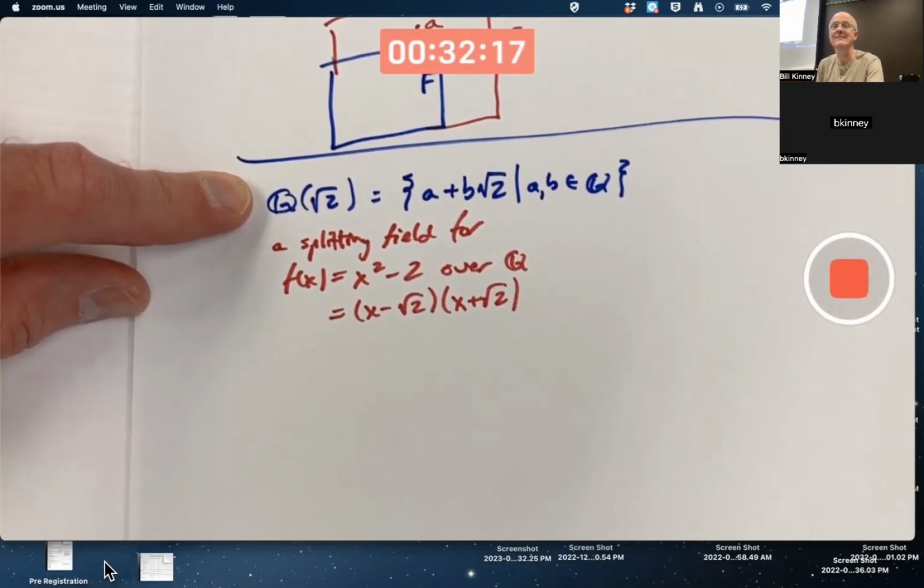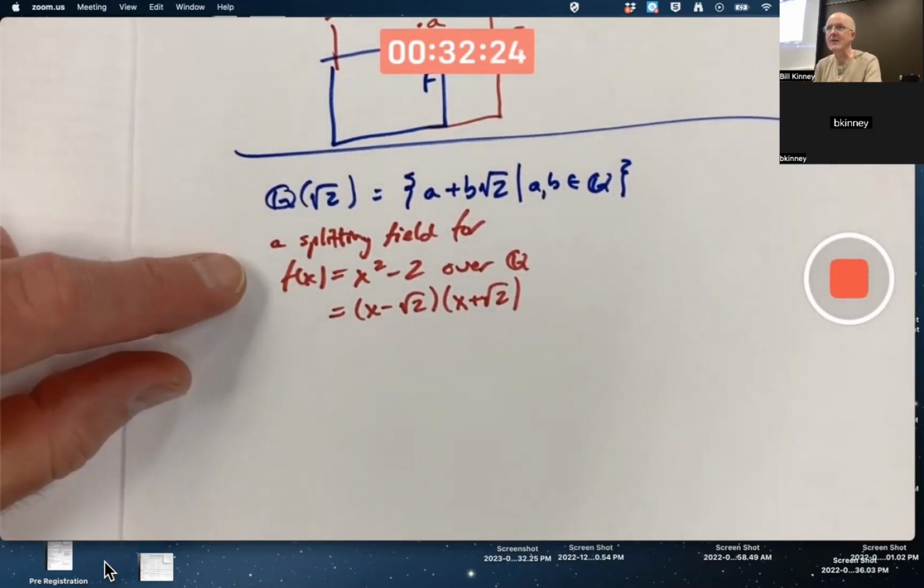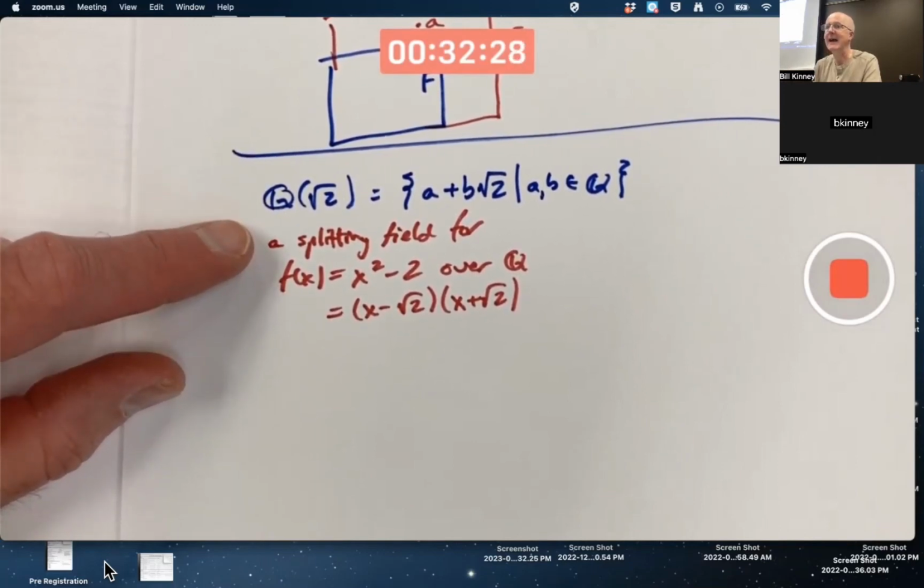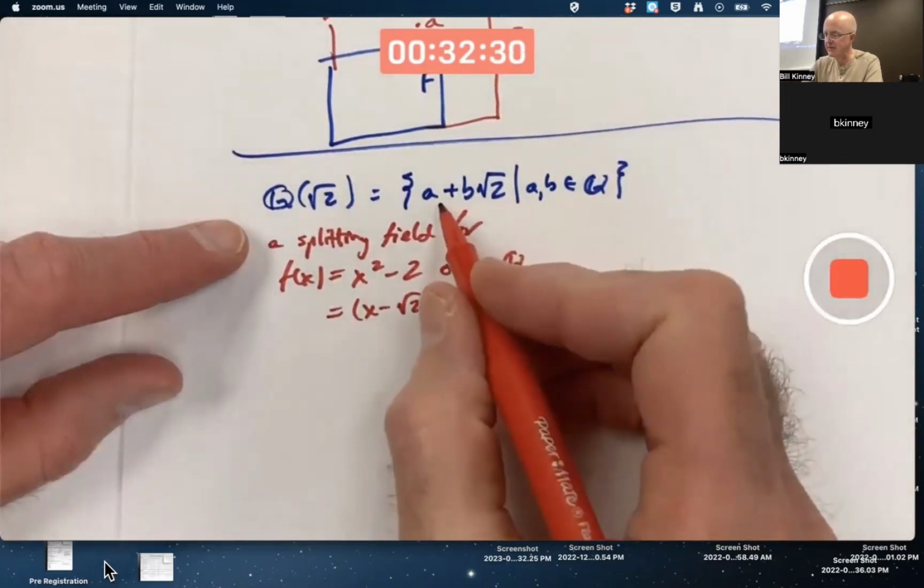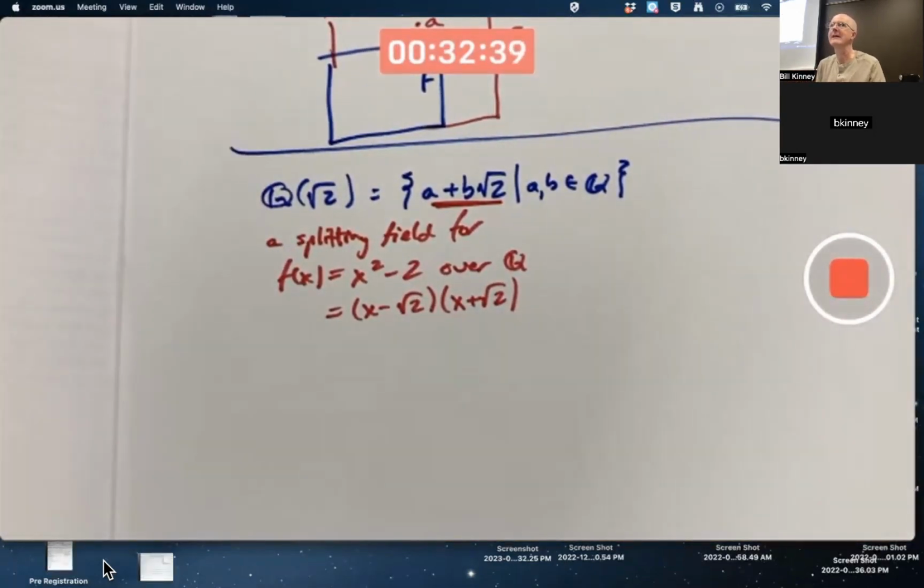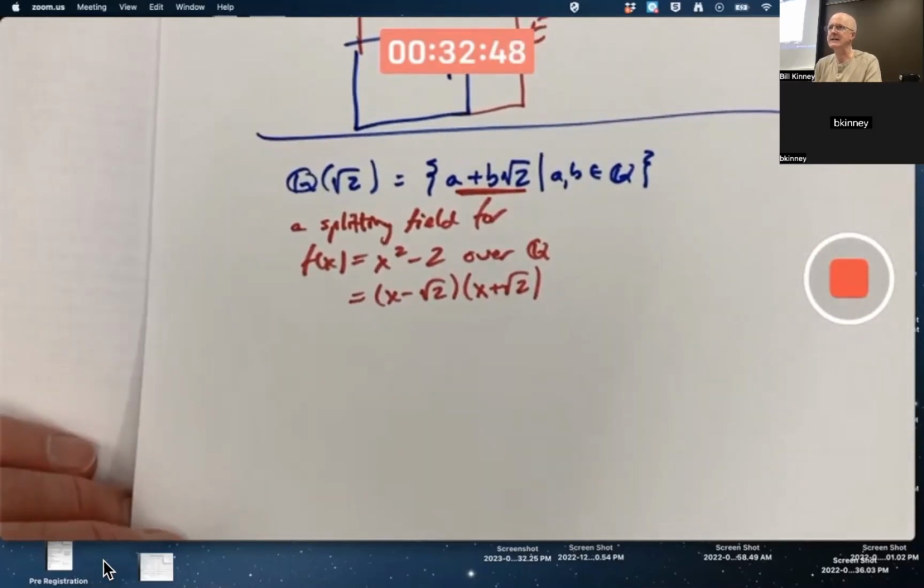Okay. And since square root of 2 is a root of this polynomial, it is an algebraic extension. Technically speaking, you'd have to prove that any number of this form is the root of some polynomial with rational coefficients, but that's not too hard. Okay, so this is an algebraic extension. Let's look at the next theorem.